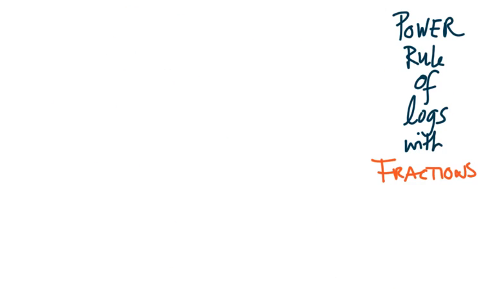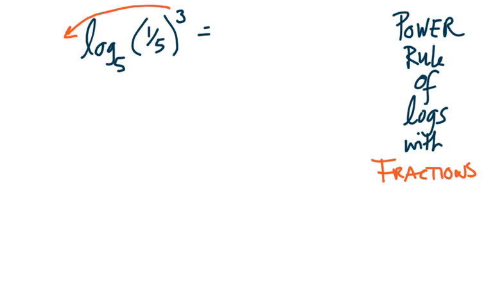Let's use the power property or power rule of logs with some fractions. We need to evaluate log base 5 of 1/5 to the 3rd power. So again, the power property tells us that we can basically move that 3 out in front. So this will be the same as 3 times the log base 5 of 1/5. Now, we're just going to try to evaluate this, and whatever that is equal to, then we'll multiply it by 3.